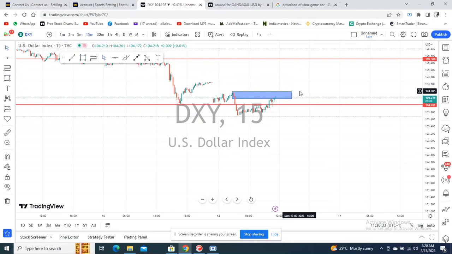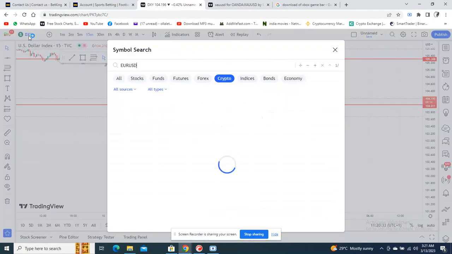Now let's go straight to Euro USD now. I need to format the system.